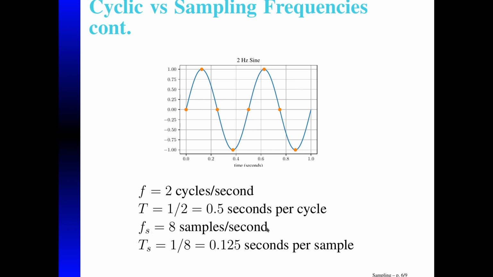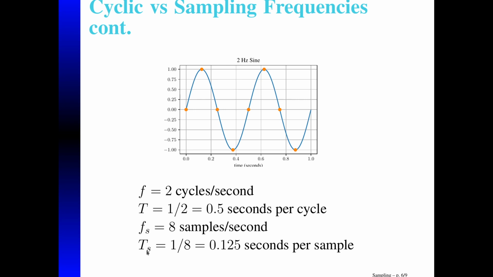F of S is 8 samples per second. There's 1, 2, 3, 4, 5, 6, 7, 8. Because we started at time 0, the next set of samples would start here, but we don't count that as part of this set of cycles, but it's 8 samples per second.